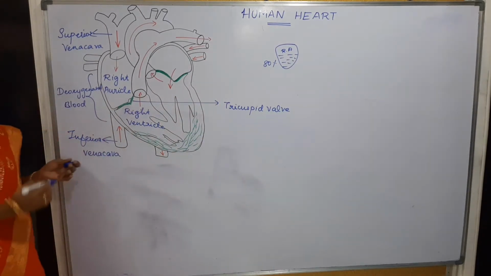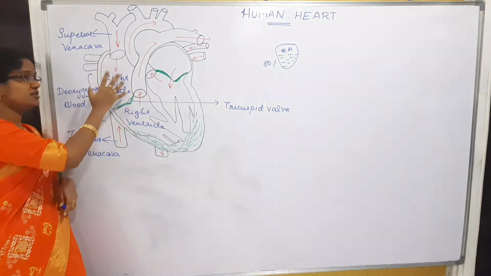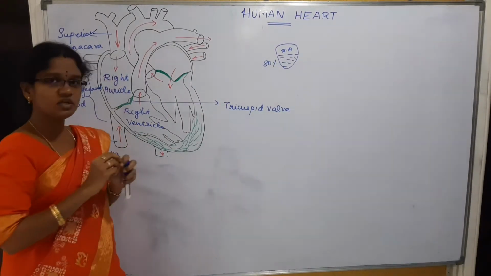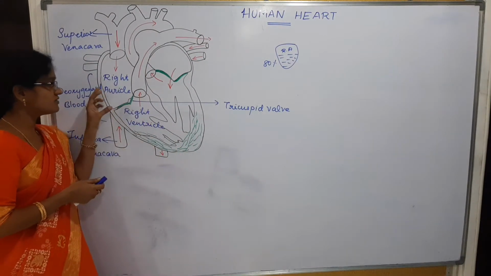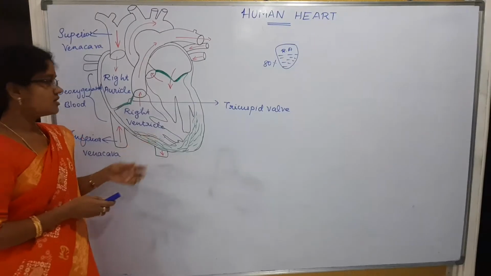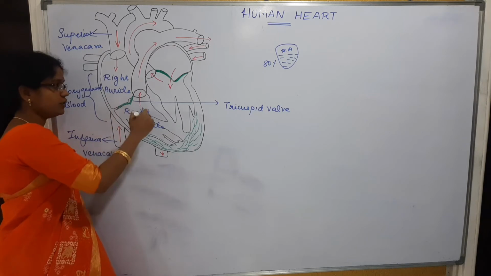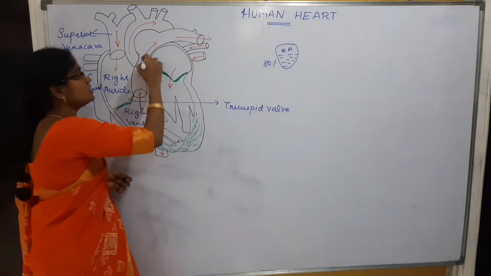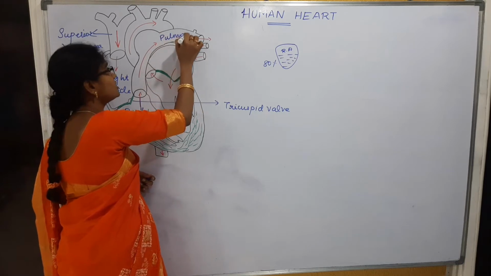Okay. So when the right auricle completely receives the blood, this valve will open. So the right ventricle receives this deoxygenated blood. Right, students? So the right ventricle takes this impure blood and sends it through the valve, which is called the pulmonary artery.